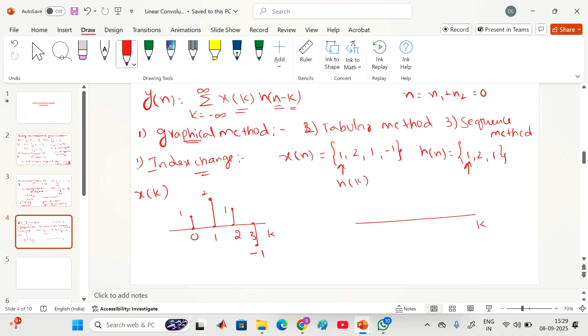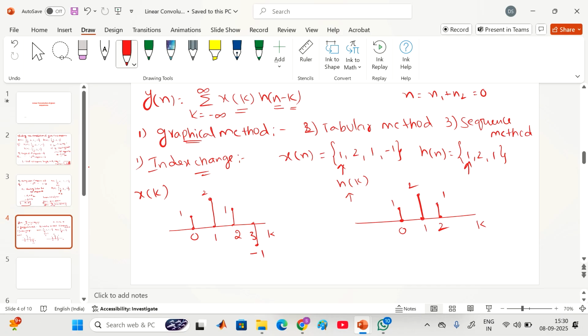Now next, the graphical representation for h of k: it has n is equal to 0, 1, and 2. So first it is 1, then it is 2, again it is 1. So k is equal to 0, 1 and 2. This is the first step in the graphical or tabular representation. Anyway, we have to change because in the formula we have k, x of k, h of k.